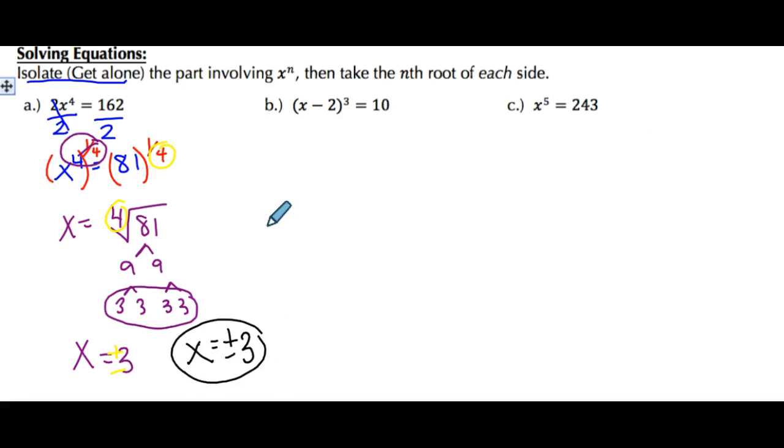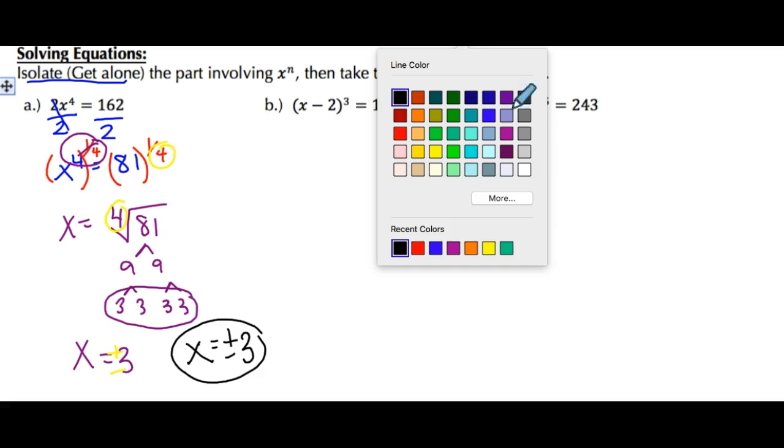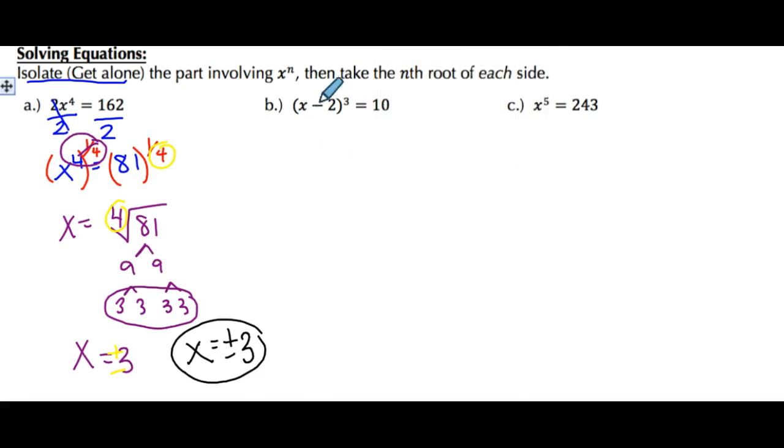Okay, so we're going to try this again in B. As I look at what needs to be isolated, I don't actually need to isolate anything because there's nothing multiplying or adding outside of this parentheses involving x. So since I don't need to isolate, I'm ready to take the nth root, which means since I have the 3, I'm going to take the 1/3 exponent. Because I'm taking the 1/3 exponent, I'm going to have just x minus 2 here. And I need to find 10 to the 1/3, which could be rewritten as the cube root of 10.